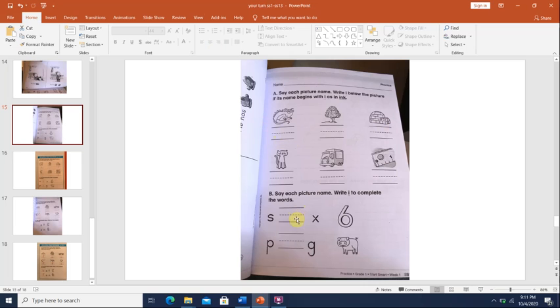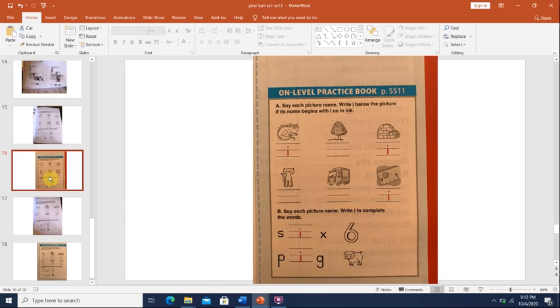Here, if we put small I here and small I here, let's read the word. Let's cover the picture and read the words. S, I, s, sis. Okay, what about the next word? P, I, g, pig. Okay, the more you practice, the better you will get in reading.